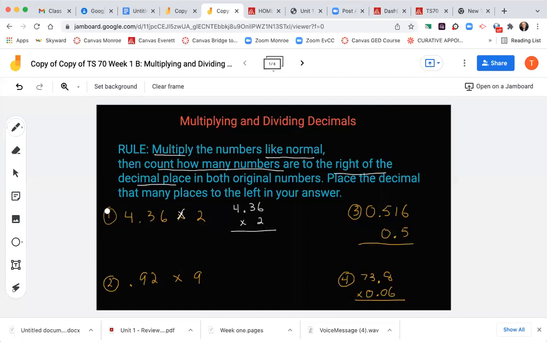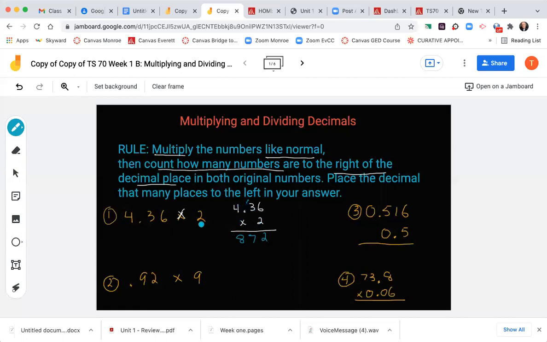Then I'm going to do 2 times 6, and I'm going to get 12, right? So I'm going to put the 1 here and put the 2 down here. Then I'm going to do 2 times 3 is 6 plus 1 is 7. And then 4 times 2 is 8. All right. The big question, and this is the important concept when you're multiplying decimals, is, hey, teacher, where do I put the decimal point in my answer?